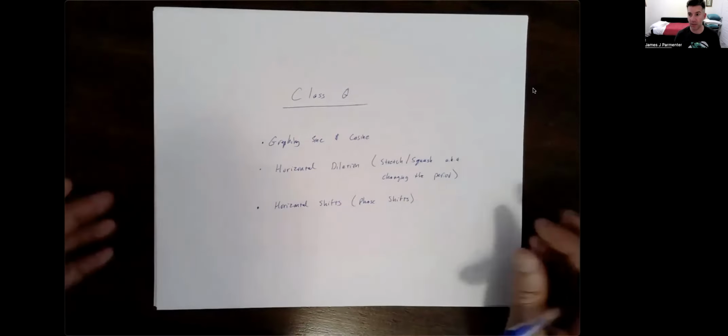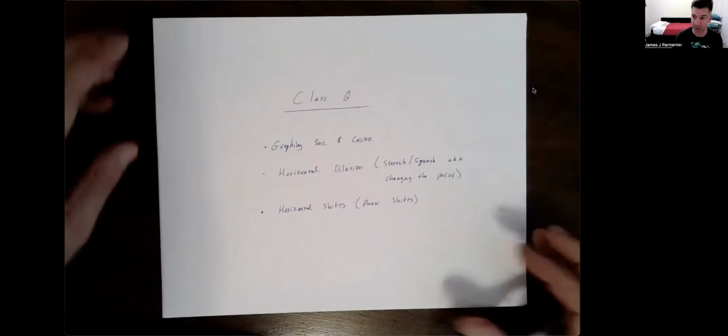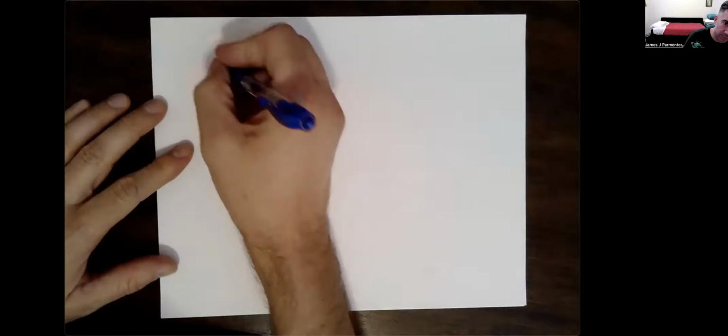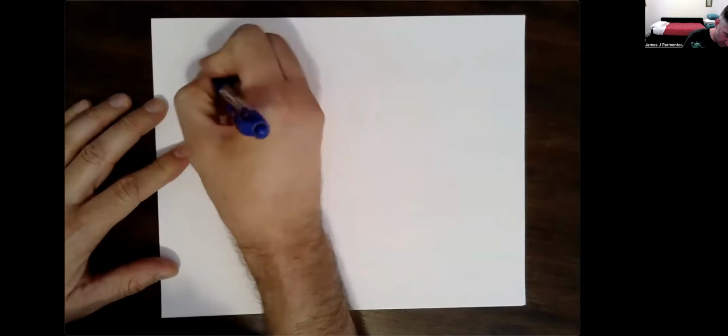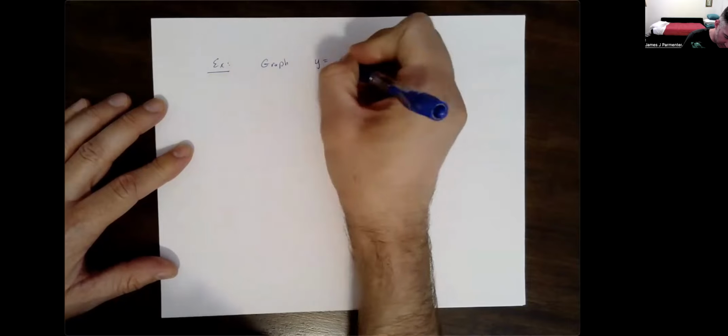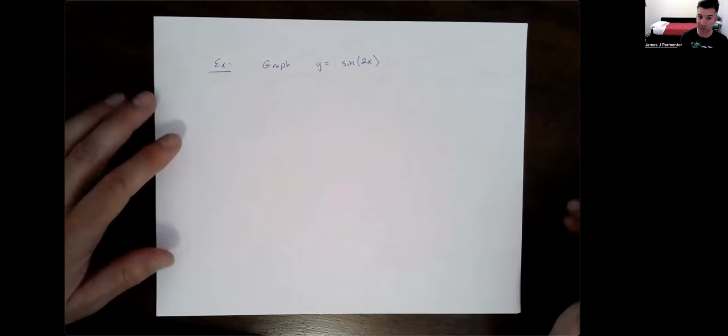So we'll start off with one example, kind of talk about why the period changes the way it does when you change something, and then we will do some examples. So let's look at this first example. We're going to graph y equal to sine of 2x. And we're going to talk about why the period does what it does.